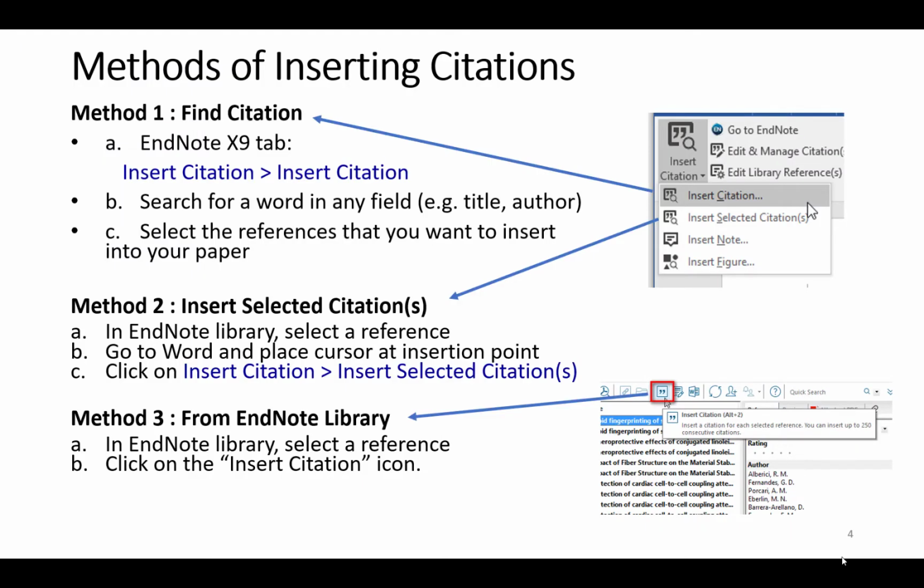There are three ways you can insert citations into your Word document using EndNote. The first method is the find citation method. The second method is the insert selected citation method. And the final method is what we in the reference management team call from the EndNote library method. For this video, I will only be showing the find citation method as it is the most intuitive method to use.